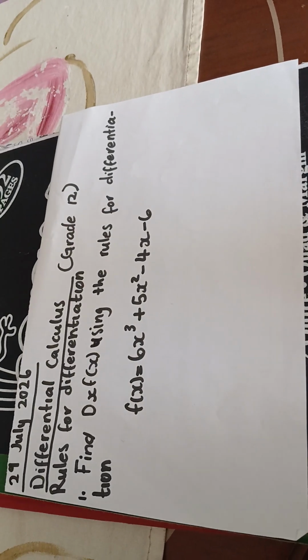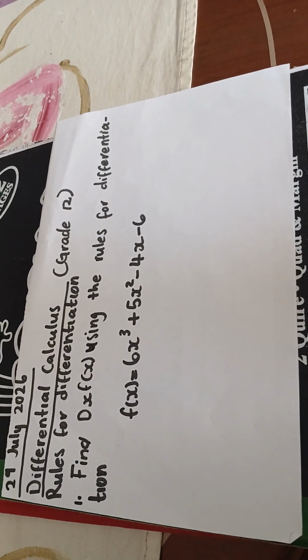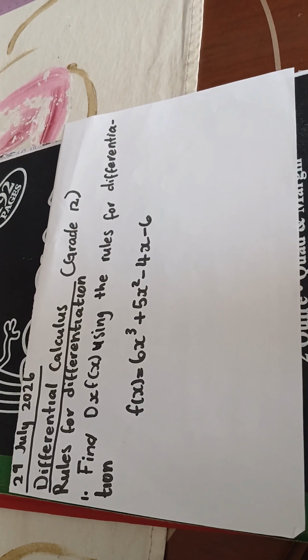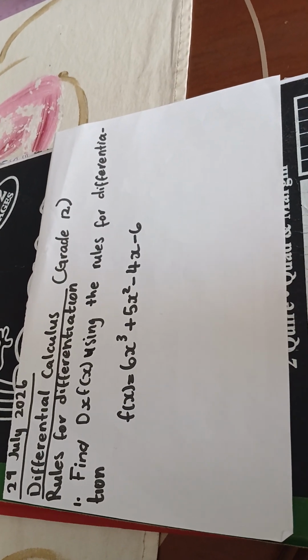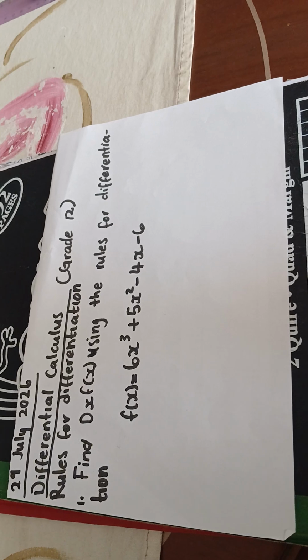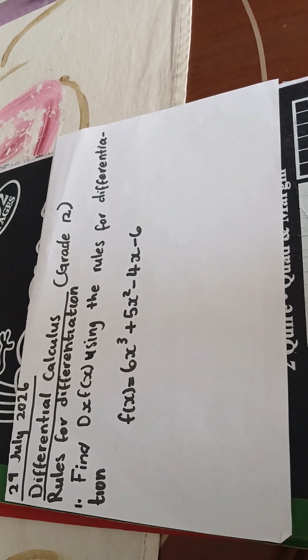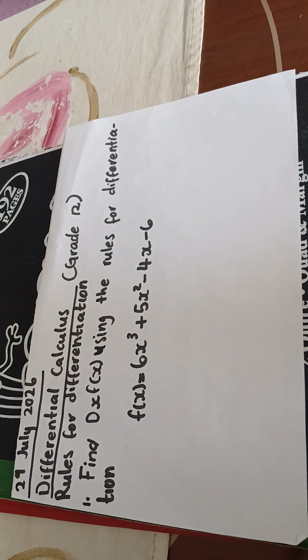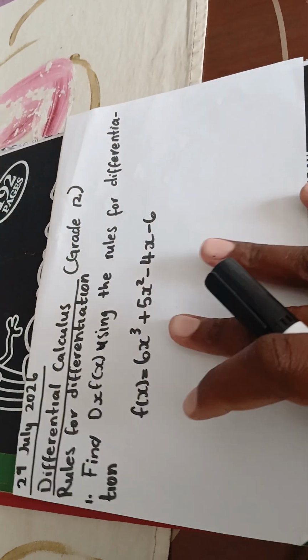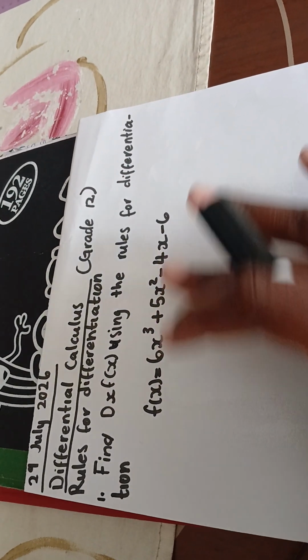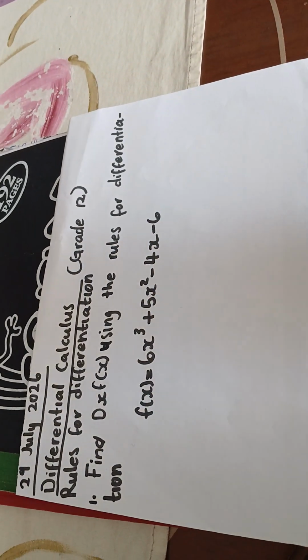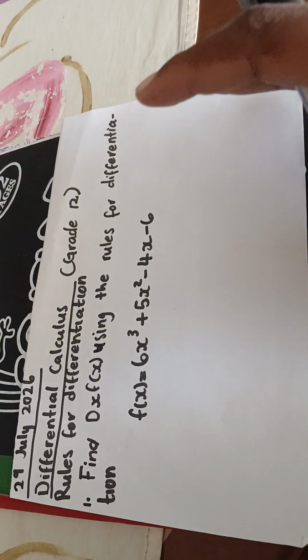Right, okay, grade 12. So today we are going to be looking at differential calculus, and we're going to be looking at the rules for differentiation, right? So the first question is saying to us we need to find dx of f of x using the rules for differentiation, right? So we've got this function here, and this is a polynomial. So this is a cubic function together with the quadratic. It's a lot that's happening here.